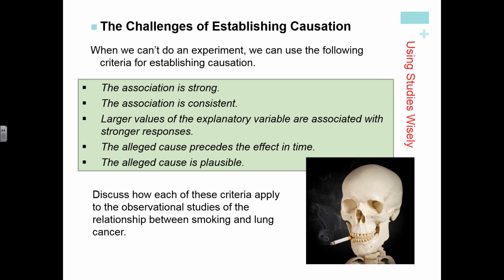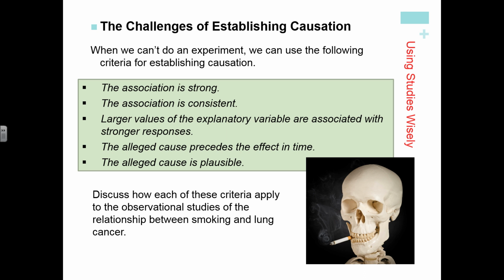So basically, when you can't do an experiment, you have to lean on other ways of determining an association. If there's a strong association, we can assume that one had to do with the other. If the association is consistent, if large values of your x variable are associated with large values of your y variable, or not necessarily large, but they could be large or small, as long as they're really, really strong responses.